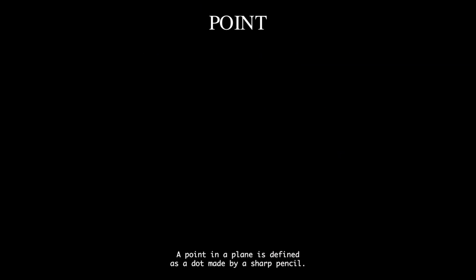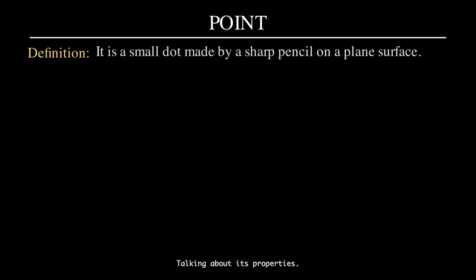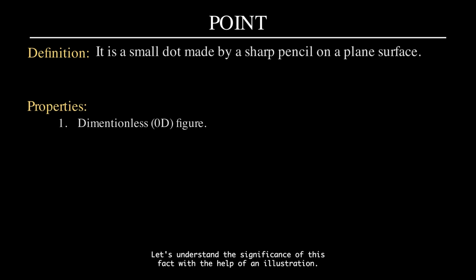A point in a plane is defined as a dot made by a sharp pencil. Talking about its properties, a point is a dimensionless figure, that is, a zero-dimensional geometrical object. Let's understand the significance of this fact with the help of an illustration.